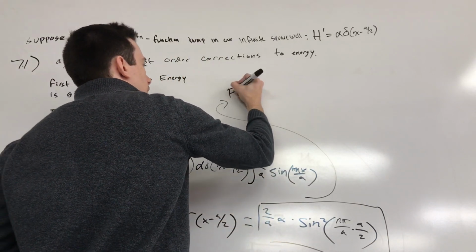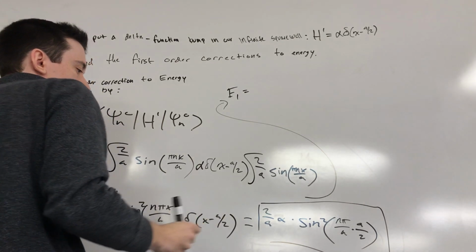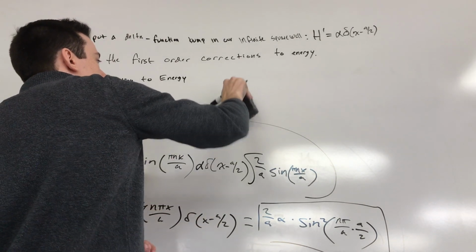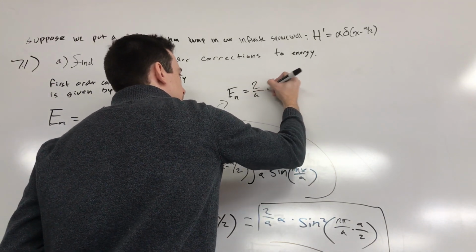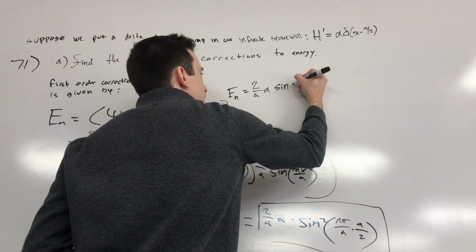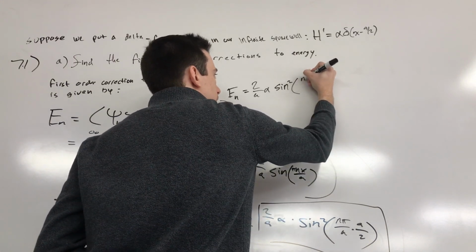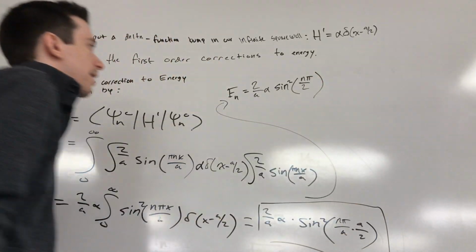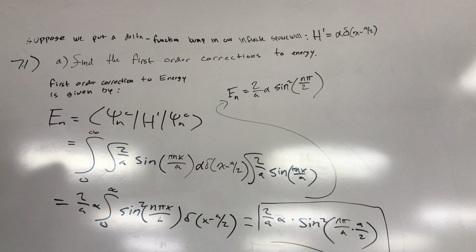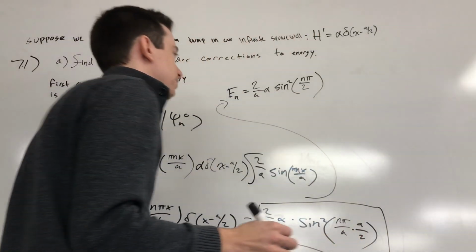So our first order correction, E_n^1, is going to be equal to 2 over a alpha sine squared of n pi over 2. And now, what does this tell us about energy? What this tells us is that for even solutions, where n is equal to 2, 4, 6 and so on, we're going to have one set of solutions, and for odd, we're going to have a different set of solutions.